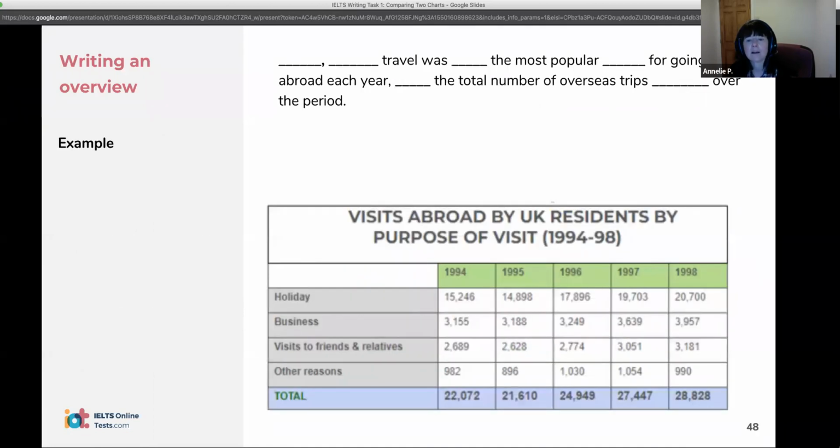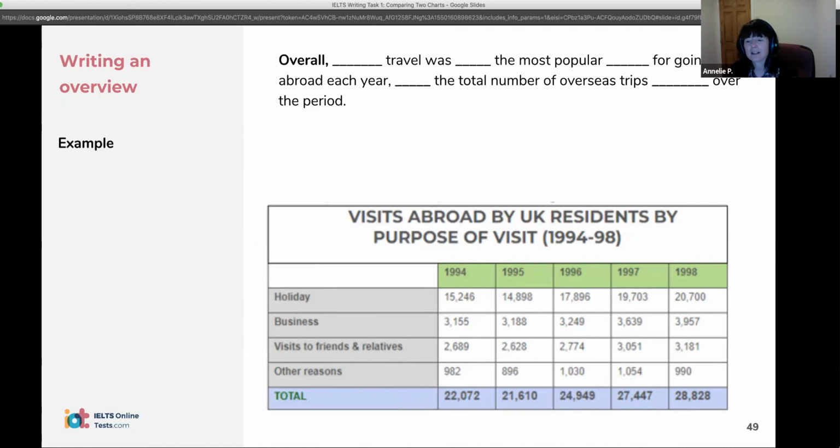Okay, so let's go to writing our overview. How do we need to start the overview? Okay, very good. Always overall at the beginning. You can say it is clear that, that's very good as well. You can also say in general. So what then do we need to put?